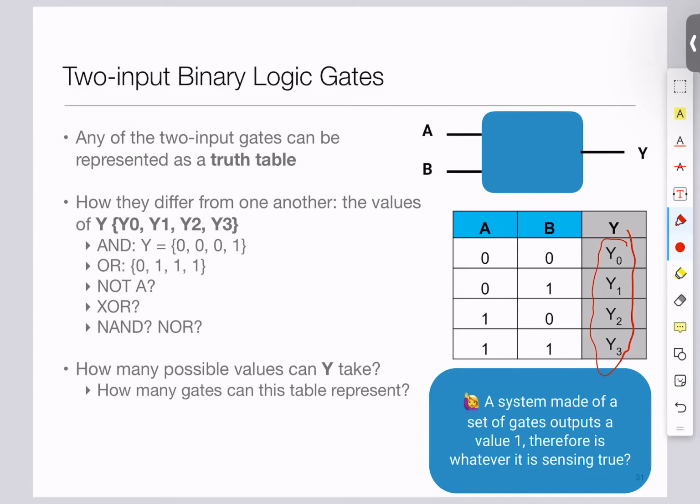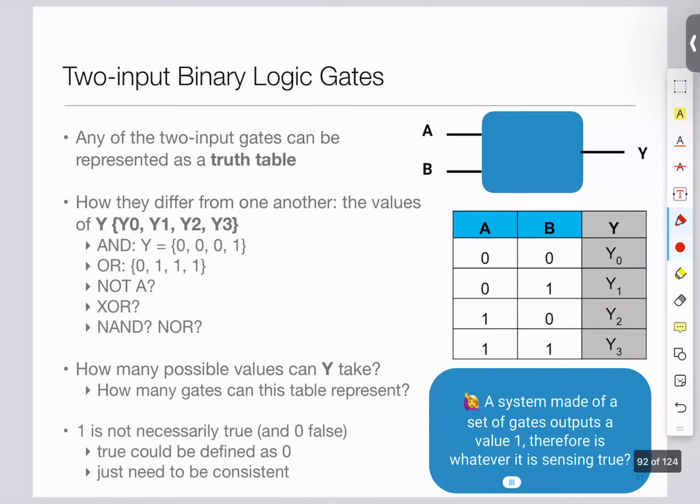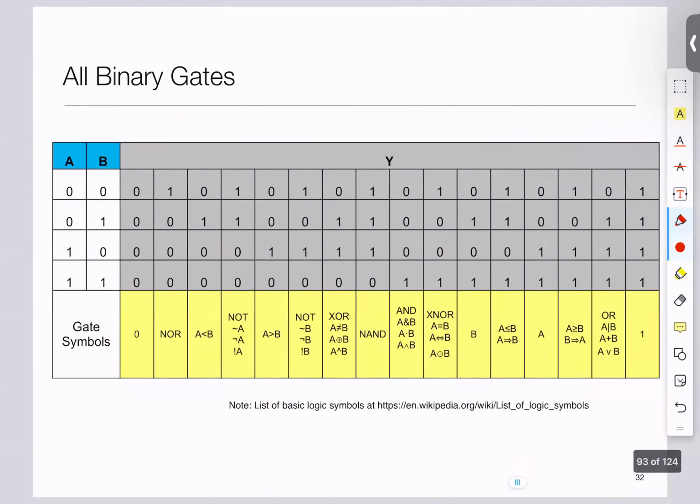One of these functions is all zeros, not very interesting. Another of these functions is all ones, not terribly interesting. But the remaining ones are going to be interesting. Some of them are just pass through also, right? I mean, output is just equal to A, or output is just equal to B, or something like that. So this is a listing of all the possible functions.